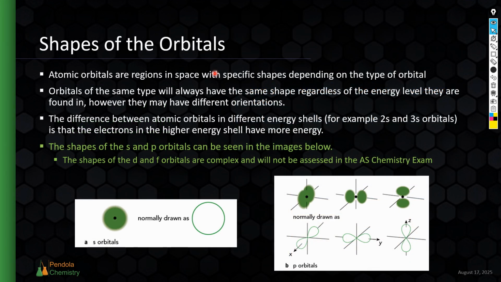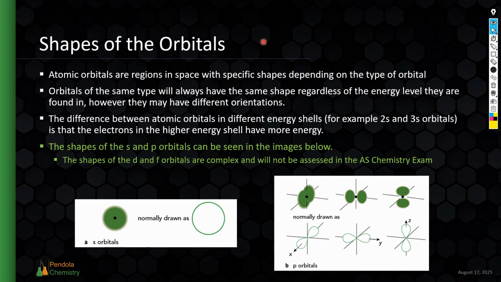Now, we mentioned the shape of the orbitals earlier. Let's talk about that a little more. Atomic orbitals are regions in space with specific shapes depending on their type. So we said that there are 3 p orbitals, for example, in the p sublevel. Well, why are they p orbitals? They're p orbitals because they all have the same shape, and they're grouped within the same sublevel. Orbitals of the same type are always going to have the same shape. It doesn't matter what energy level they're in. The energy level changes their size, not their shape.